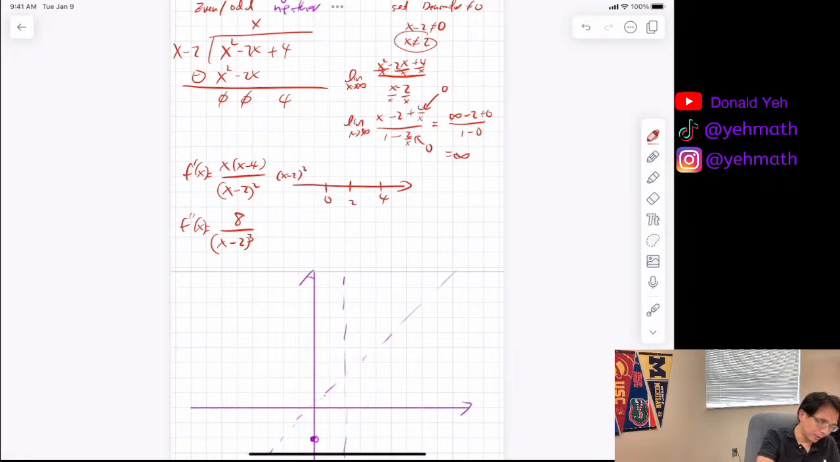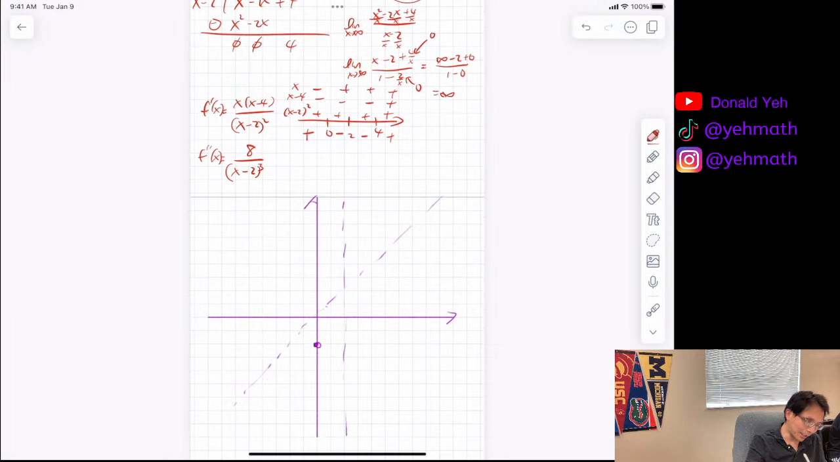I'm gonna do 2. So x and x minus 4. So here it's always positive. Doesn't matter what value you plug in because x minus 2 squared is always positive. Now this one's going to be negative, positive, positive, positive. This one's going to be negative, negative, negative, positive. So it's positive, negative, negative, positive.